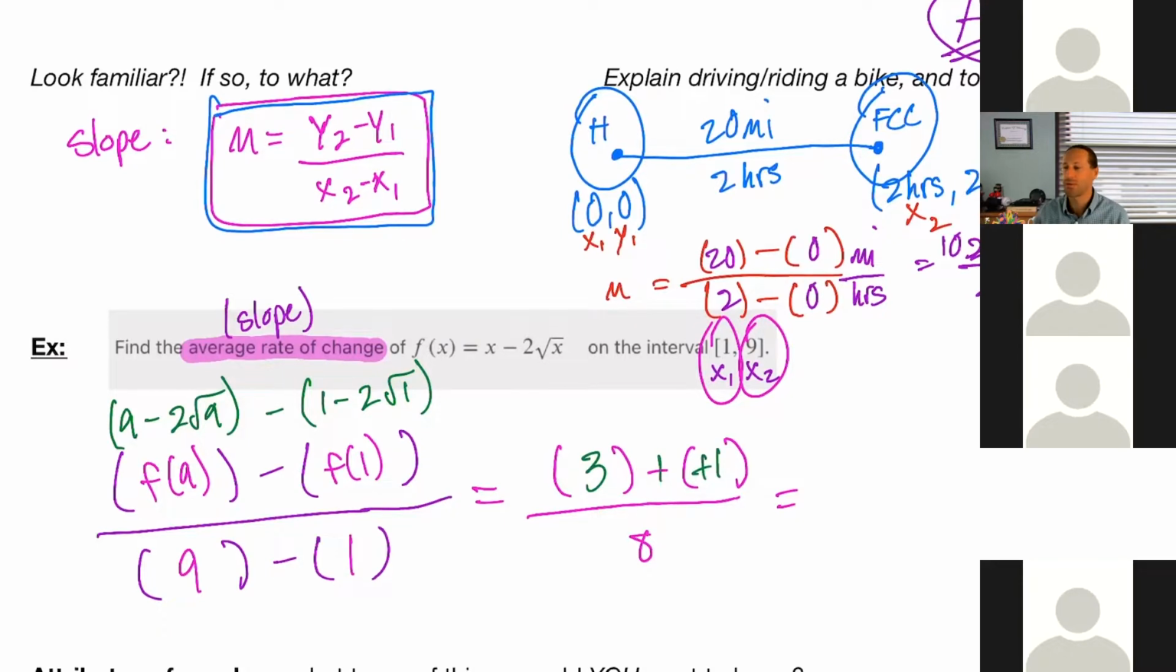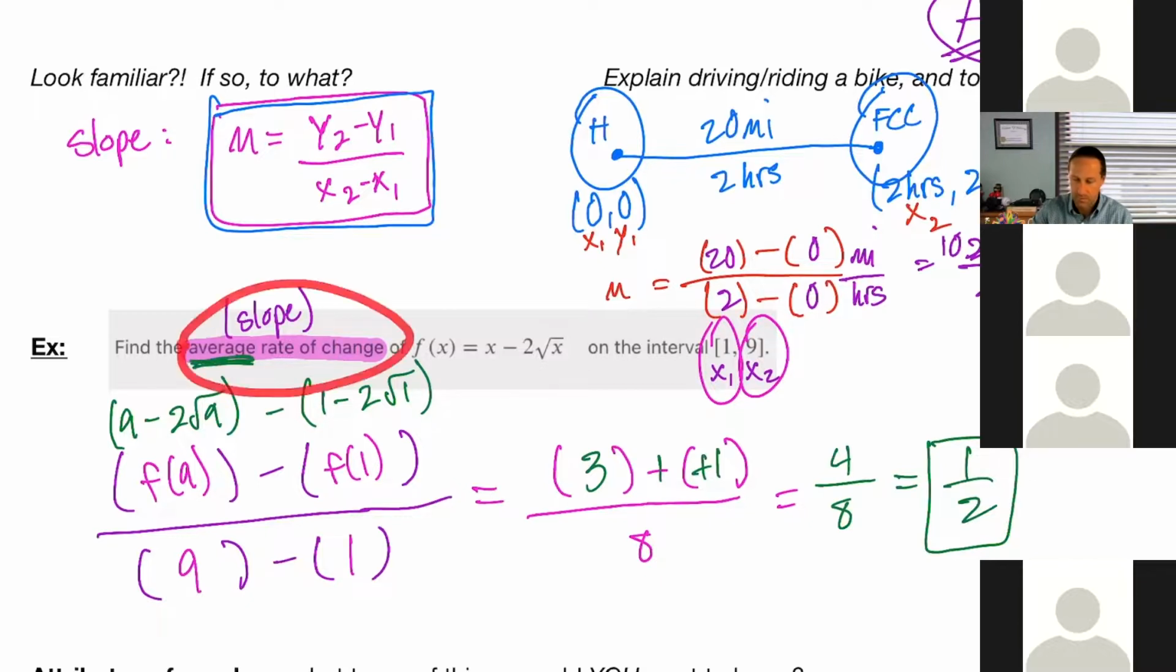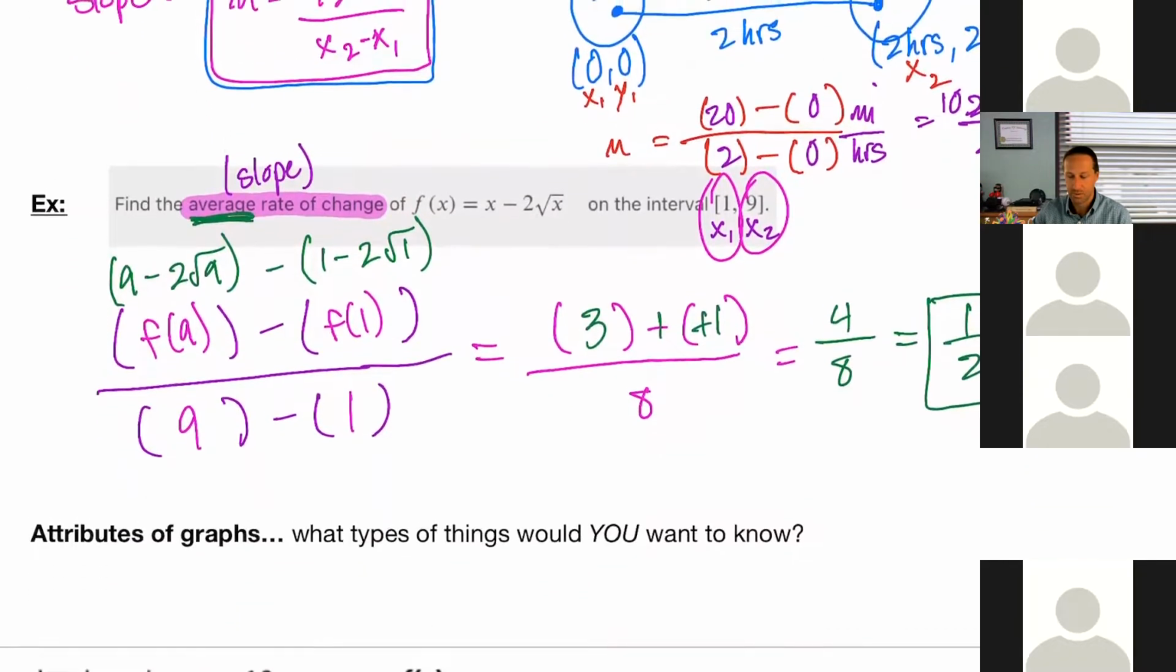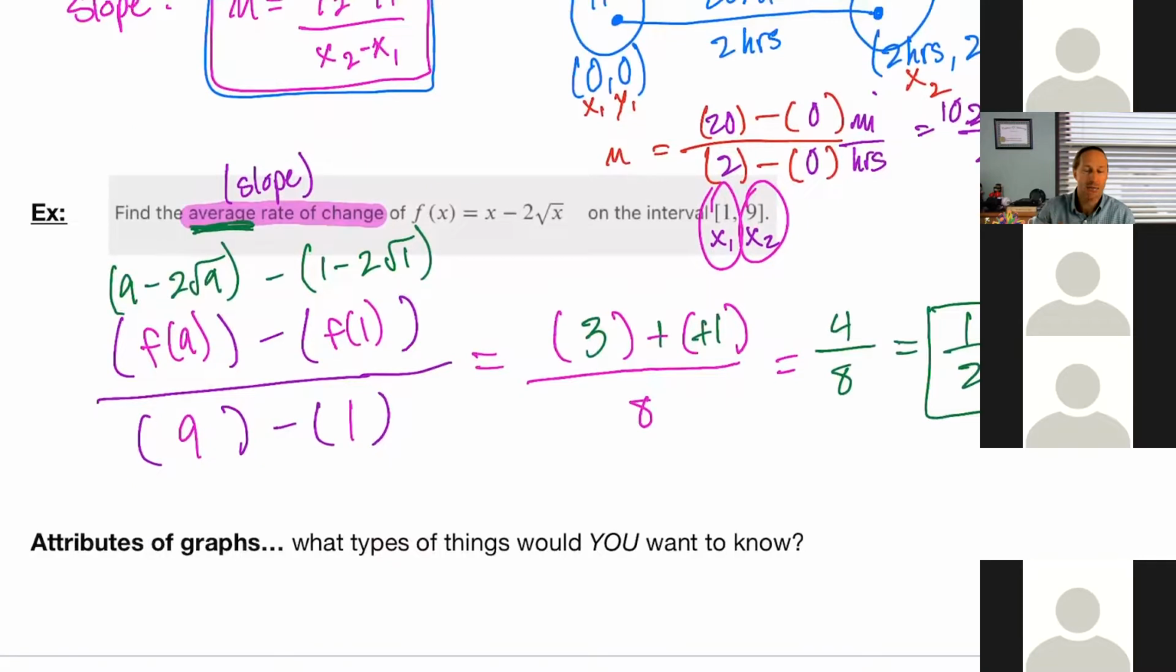Okay. Remember, it's just the opposite. That's what that symbol means. So if you want the opposite of -1, that's +1. And what is 3 plus 1? Divided by 8. What does that 1/2 represent? Our average rate of change over this interval for this function. Again, on average. Okay, it's just the slope basically. So that's the first half of that section.